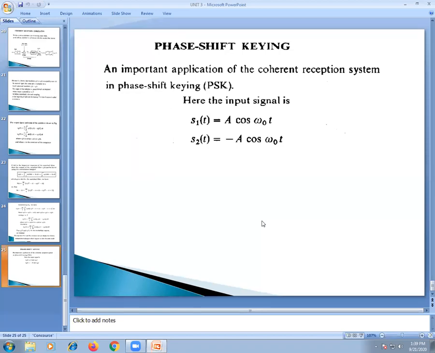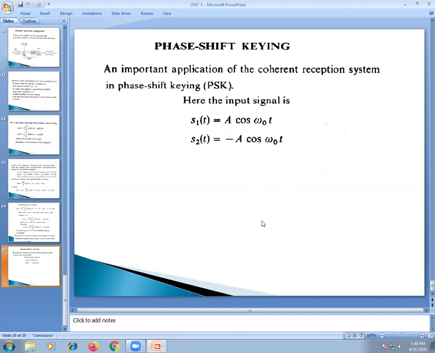S2 of t is called minus A cos omega naught t. Now these two signals are applied to the block diagram. S1 of t is called A cos omega naught t. S2 of t is called minus A cos omega naught t. What is the difference observed here?